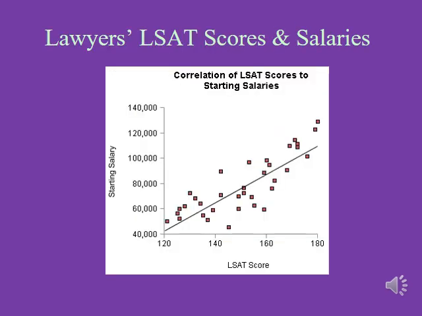This is a graph where the x-axis is showing the LSAT score, the law school admission test score, and the y-axis is showing you the salary for lawyers. The point they're making is typically people that did better on the law school test end up making more money when they're lawyers.